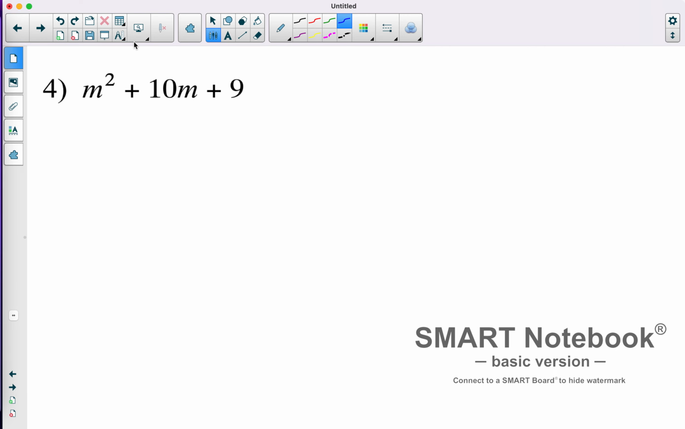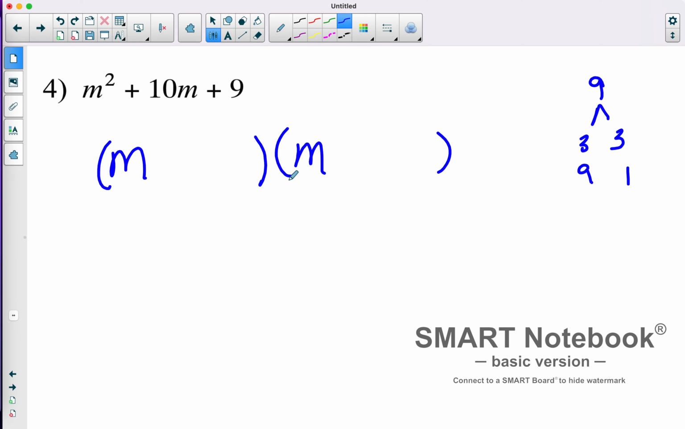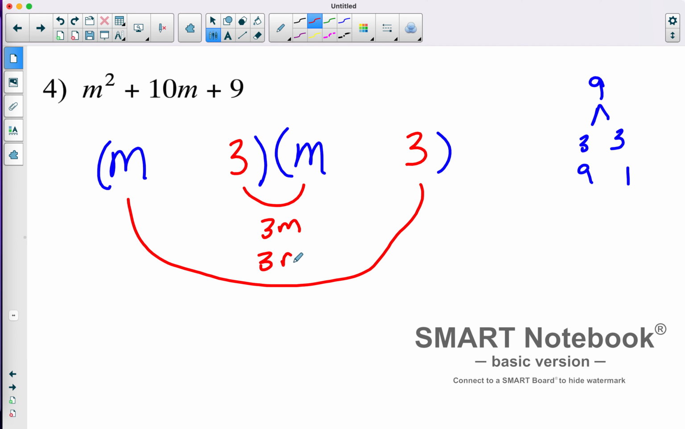And number 4, we have an m squared plus 10m plus 9. So m squared came from m times m. Factors of 9, there's only a few options. So you could do 3 times 3 or 9 times 1. If we did 3 times 3, we're going to realize that we have 3m and another 3m, but those don't combine to give me a 10.